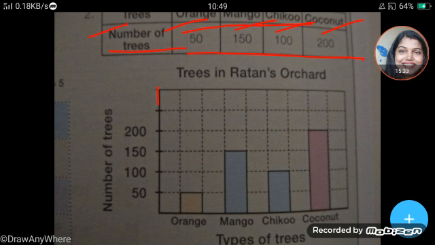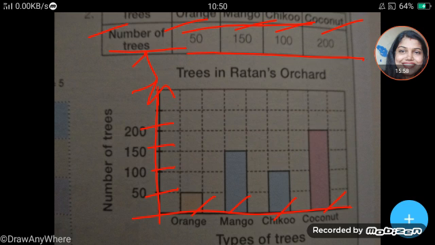Now for plotting the vertical bar graph, I have to draw the X and Y axes. If it is vertical, the label will come on your X axis, which is orange, mango, chiku and coconut, and the data comes on your Y axis. It is clear, in multiples of 50, so I'm going to go with 50, 100 is 2, 150 is 3, 200 is 4.